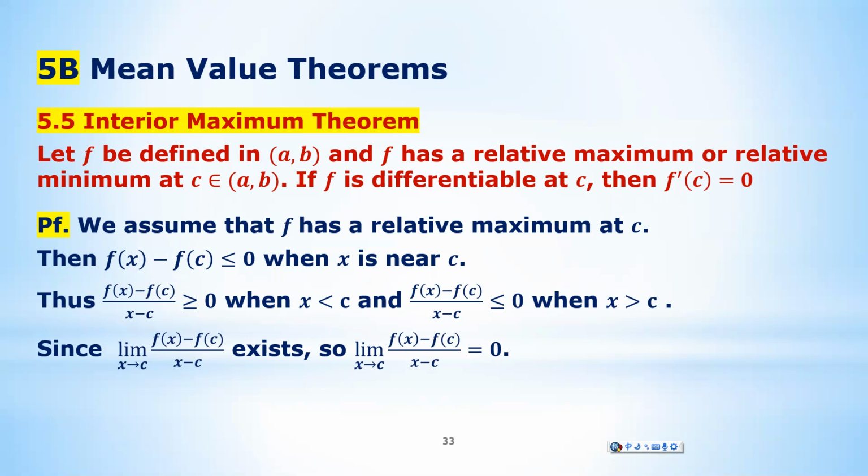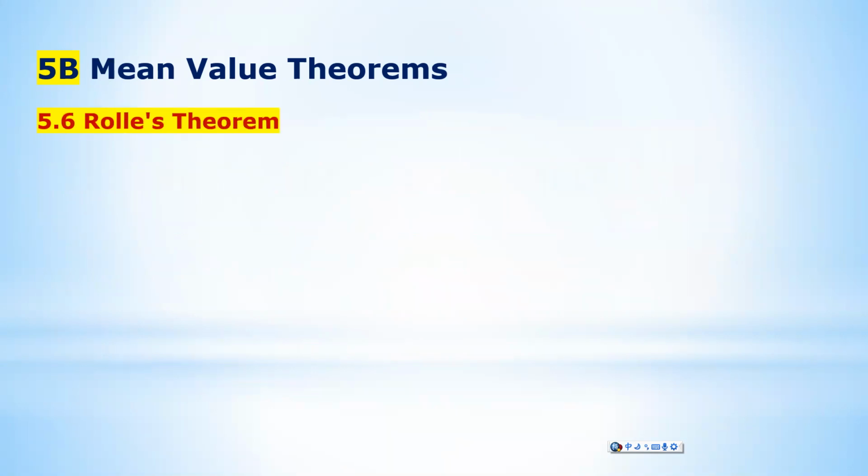Okay, so now you can see that if you take x going to c, the limit of this ratio must equal 0. So in this situation, this means that the derivative at c equals 0. All right, so that's the proof of Theorem 5.5. Now, this is our starting point, and from here we can begin to prove a number of mean value theorems.